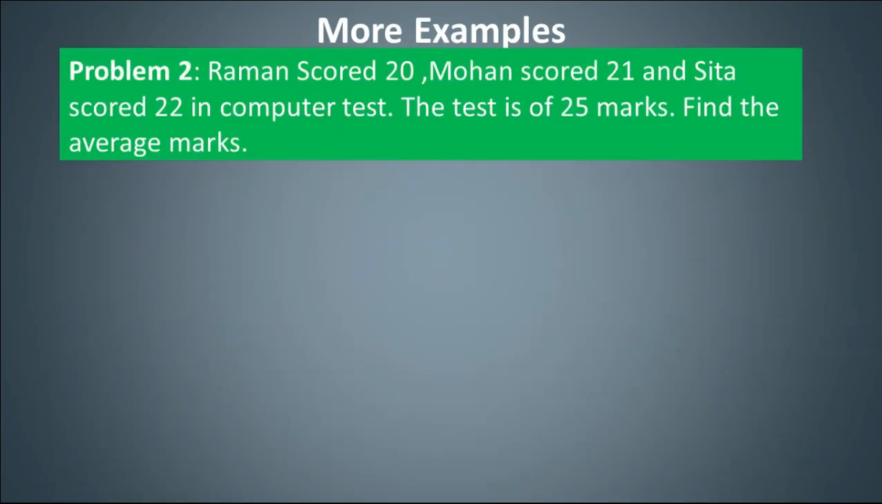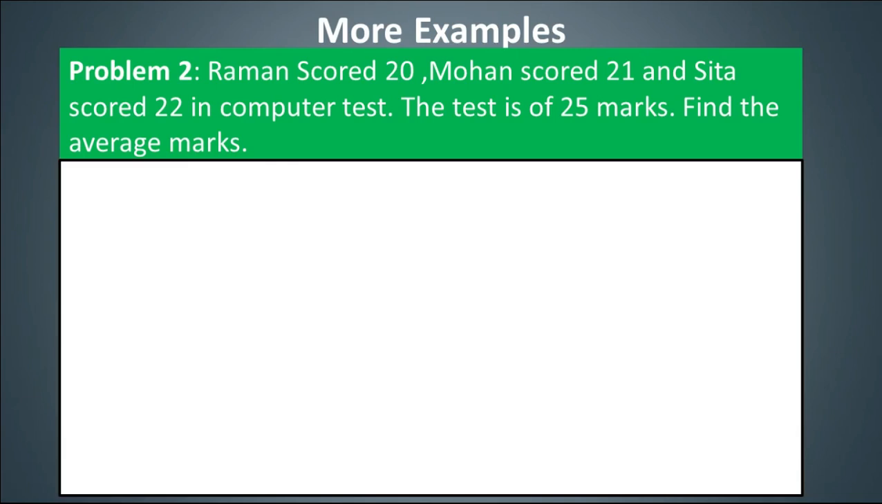Take one more example. Here the values are given to you. The score of Raman, Mohan and Sita in a computer test is given, and the maximum marks for the test is 25. So find the average marks. For calculating the average marks, you may not require the maximum marks. So what will be the algorithm?